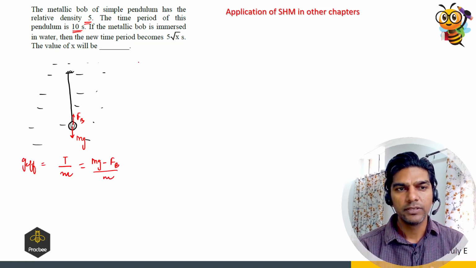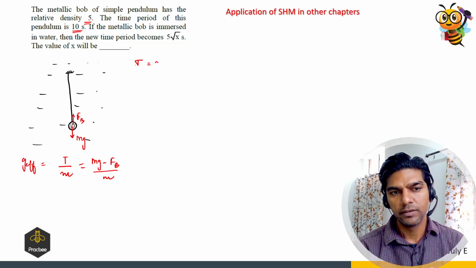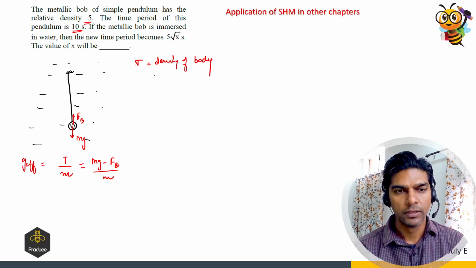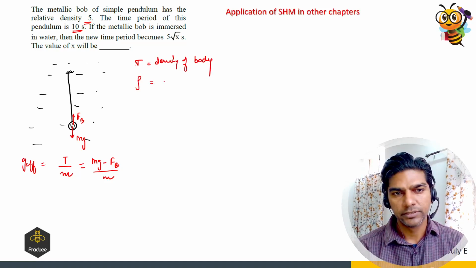Okay, so what is mass? Let us say sigma is the density of the body of the bob, and rho is the density of water.